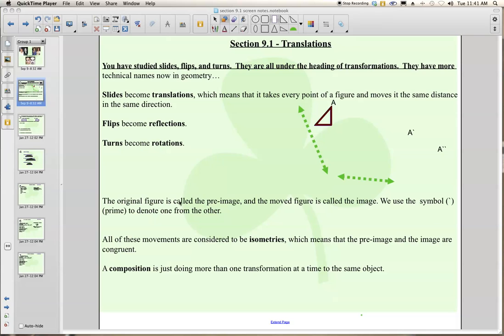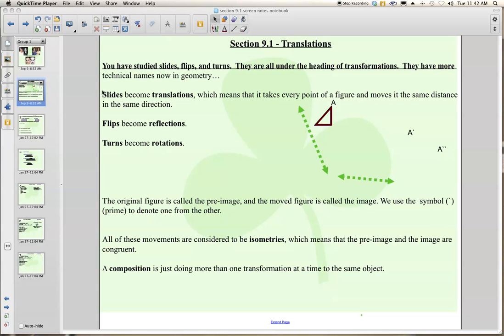The image before you move it is called the pre-image. The original one is called the pre-image. And after you move the figure, then it's called an image. We use this symbol, it's called the prime symbol, and that is used to denote where one point goes in the beginning and the end. For example, this triangle starts out and point A is this original point.